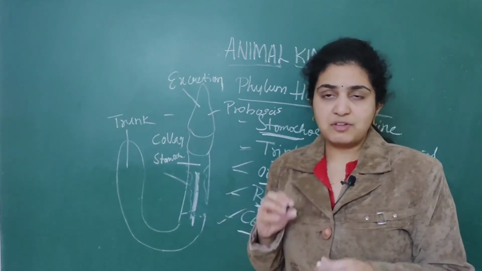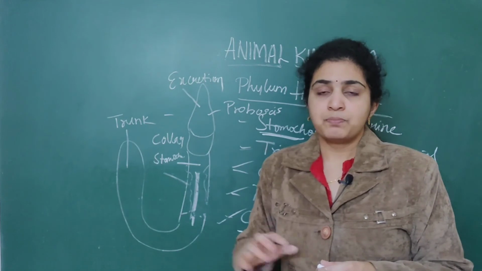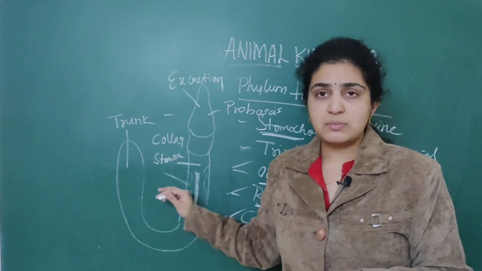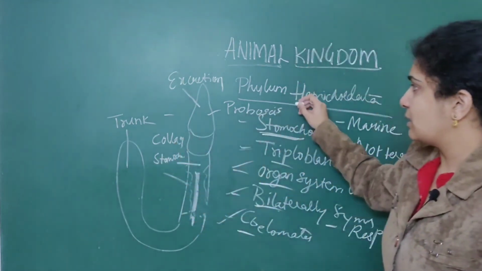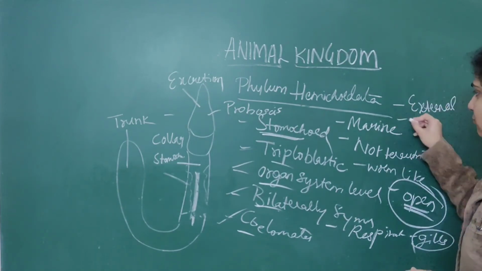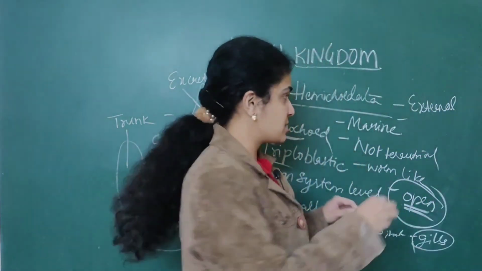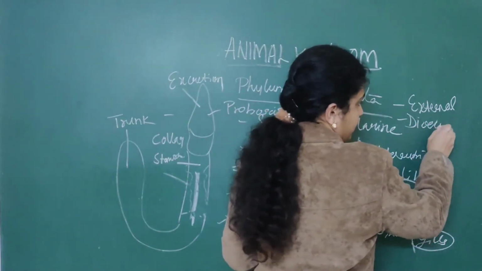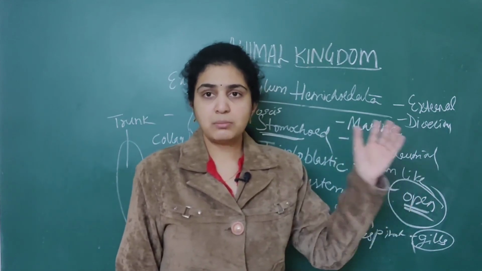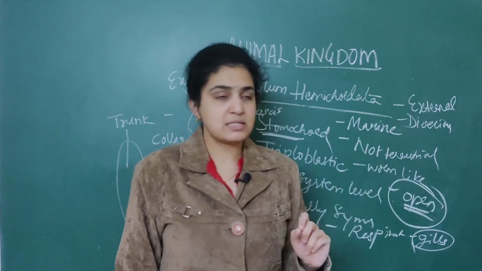Cnidarians exhibit external fertilization, and Echinodermata exhibit external fertilization. Now the third phylum which exhibits external fertilization is phylum Hemichordata. So fertilization is external, and the sexes are separate. That is, they are dioecious animals. Dioecious means both males as well as females are separate. So they are dioecious animals.